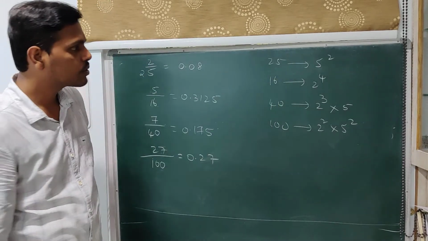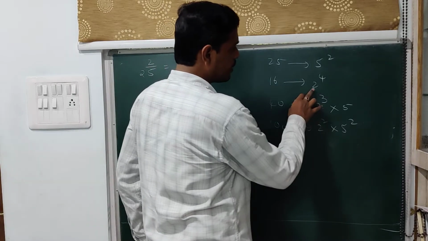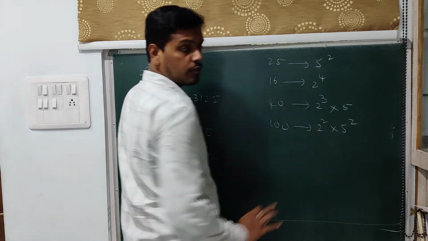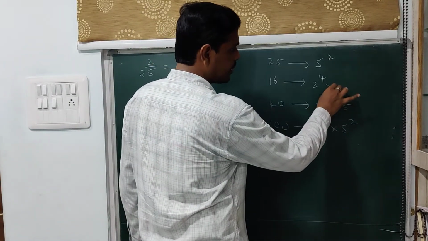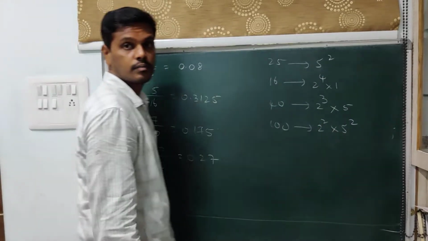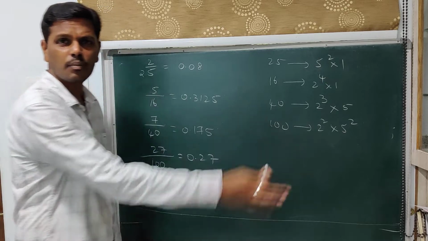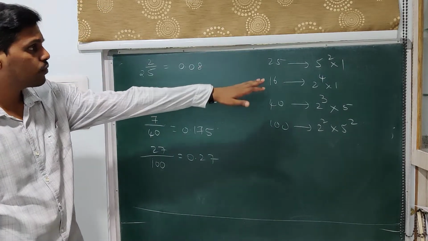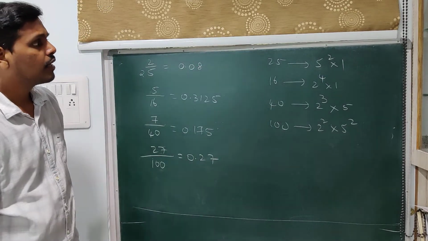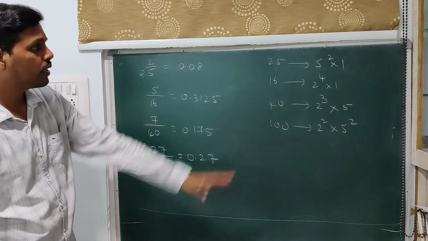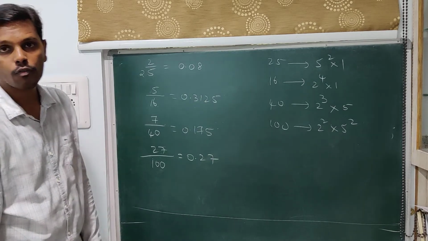Now if you observe closely, here in these cases we have 2 and 5. Now I can also write this as 2 power 4 into 1. Here also 5 power 2 into 1, because 1 into any number gives you the same number. So without loss of generality, I can say that 5 square is the same as 5 square into 1, and 2 power 4 is the same as 2 power 4 into 1.